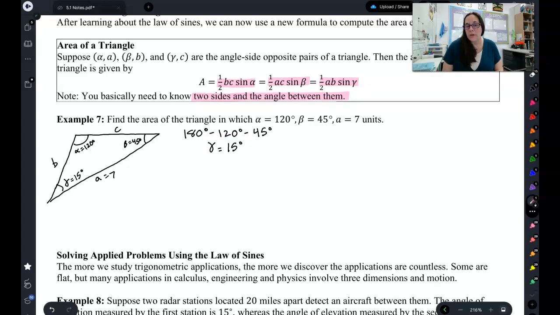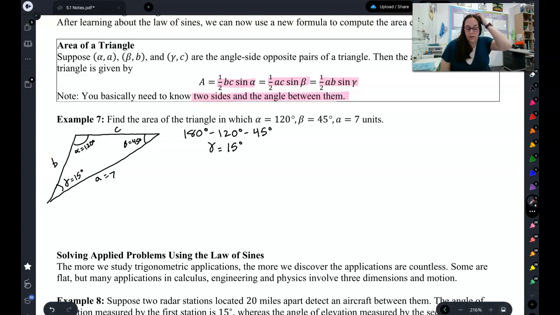Which also makes this even easier now because I could use these two sides and the angle between them, or I could use these two sides and the angle between them. It really doesn't matter. So you can solve for B or C in this case. Just so that we're all the same in our notes, let's go ahead and solve for B.